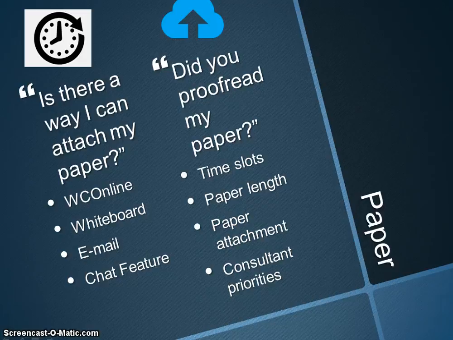Also, there may be a paper attachment issue. Maybe they didn't attach it, so you couldn't have looked over it for them. And lastly, remind them that the consultant priorities aren't proofreading. We prioritize higher order concerns, and thus you would like to discuss with them how to fix their paper rather than tell them everything they need to fix on it.